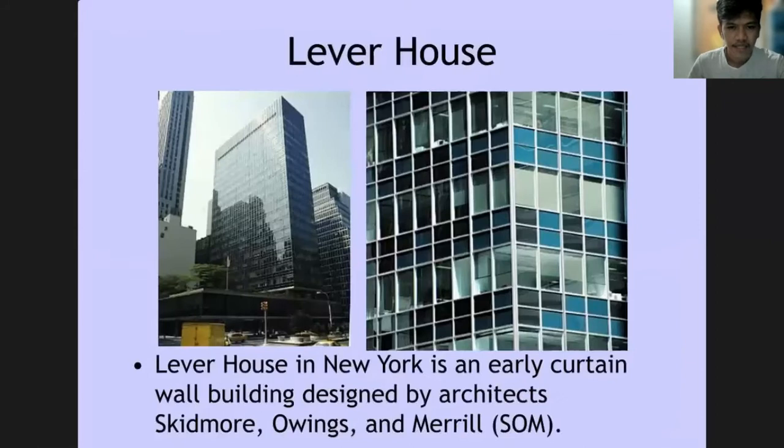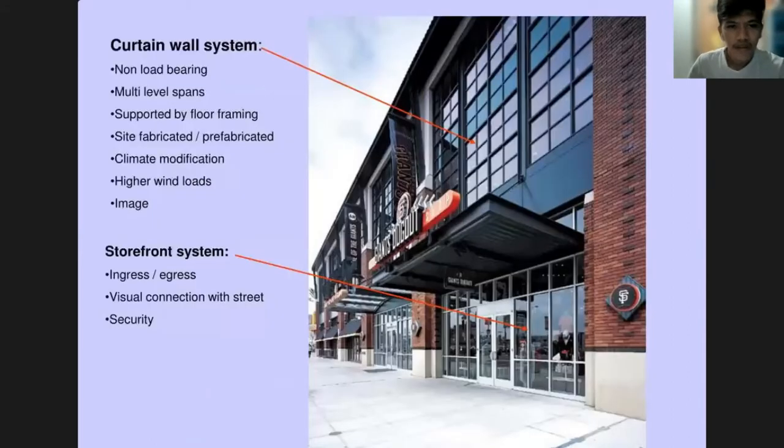Day transparency. Beaver House in New York is an early curtain wall building designed by architects Raymond Owens and Marilyn Sons. Curtain wall system: non-load-bearing, levels span, supported by floor frame, lightweight, prefabricated, climate modification, higher wind loads. Storefront system: visual connections, security.